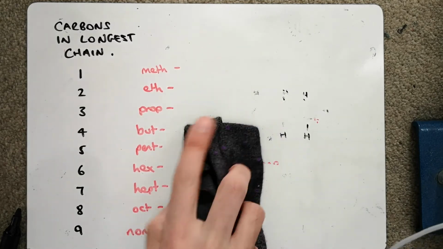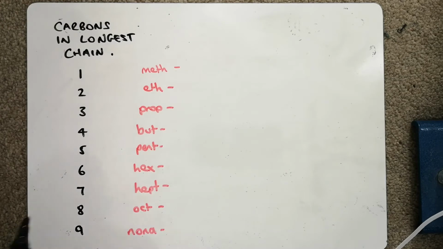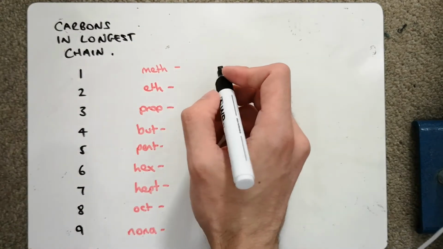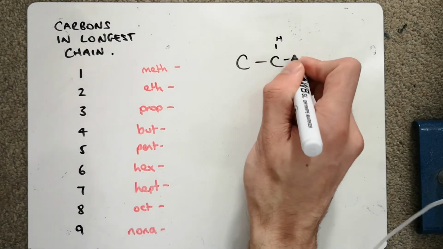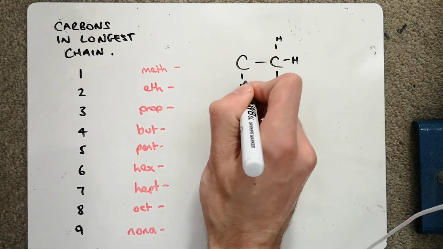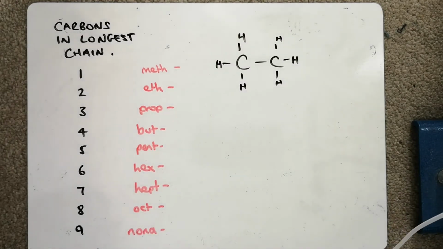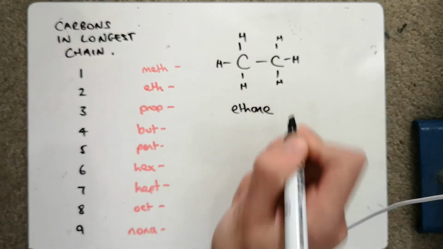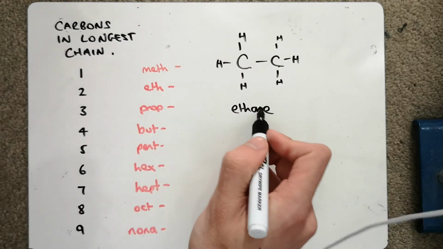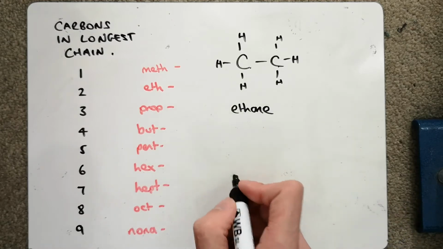So I'm just going to draw a few more, and we'll see. If you pause the video, you can then try and name them yourselves. So if we go with that compound, and if you pause the video now, see if you can name it. That is ethane. 2 carbons in its longest chain, and they're single bonded to each other. So it's an alkane, so ethane.